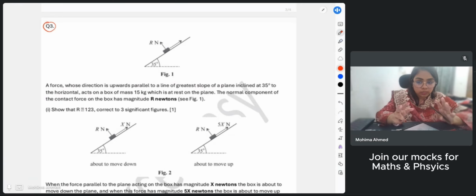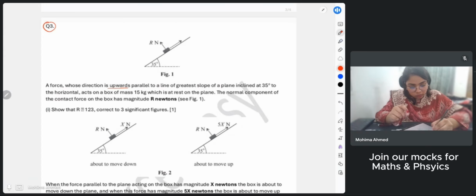Now, in question 3, it says that a force whose direction is upwards, parallel to the line of greatest slope of the plane inclined at 35 degrees to the horizontal, acts on a box of mass 15 kg, which is at rest on the plane. At rest means that there is no acceleration, right? The value here is 0. And the normal component of the contact force on the box has magnitude R newtons. You need to show that the value for your R is 123.